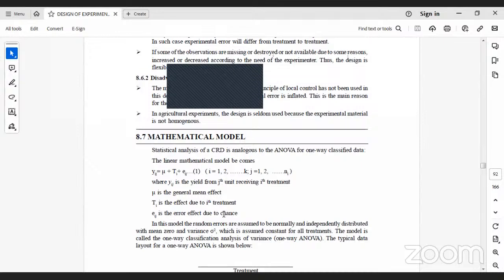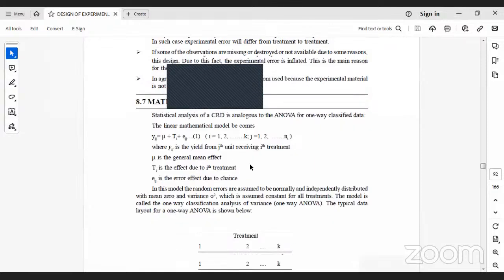So when we take i up to k, for each i we take ni. Here Yij is the yield from the jth experimental unit receiving the ith treatment. Mu is the general mean effect, Ti is the effect of the ith treatment, and Eij is the error due to chance.